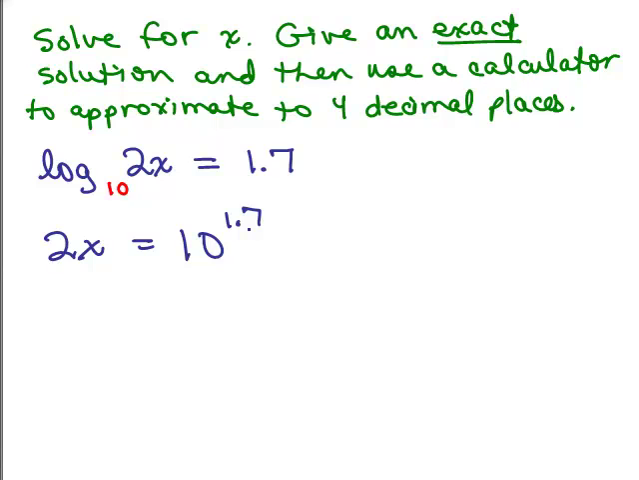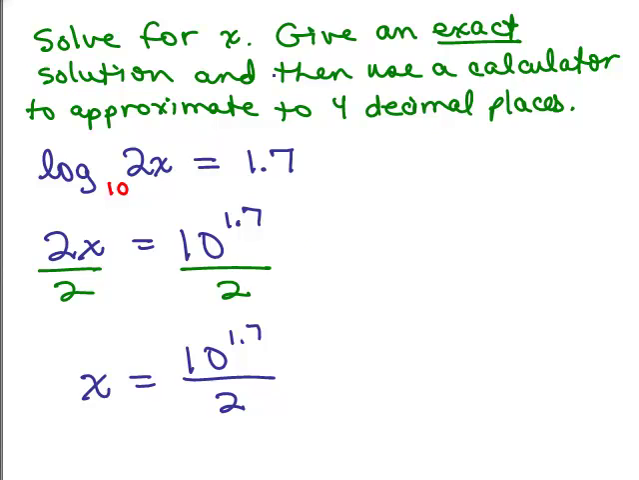Okay, but now I have to solve for x. I need to divide both sides by 2. And there's our exact value of x. 10 to the 1.7 divided by 2. Now, you cannot cancel the 2 into the 10. If that was just 10, that would be one thing, but this is 10 to the 1.7, a little bit more complicated.